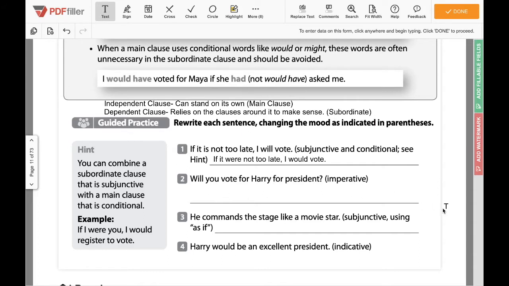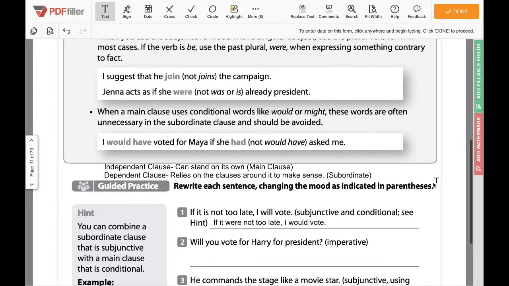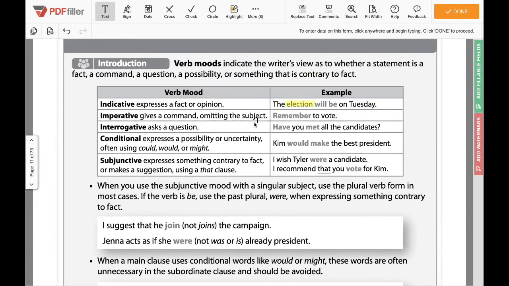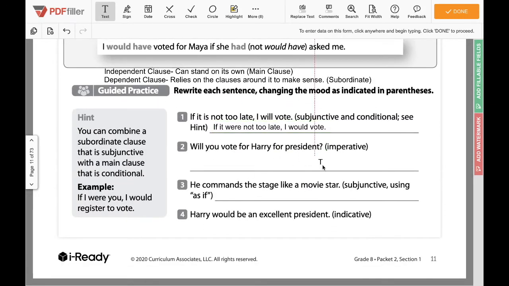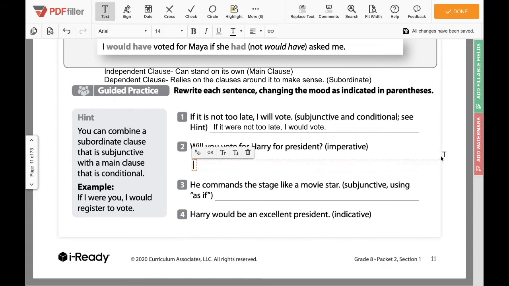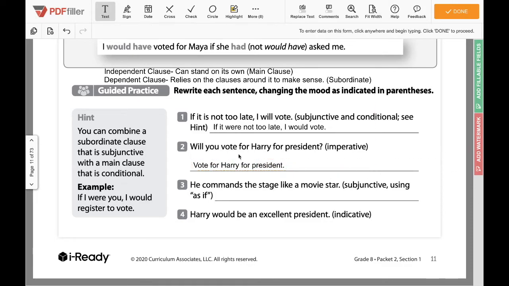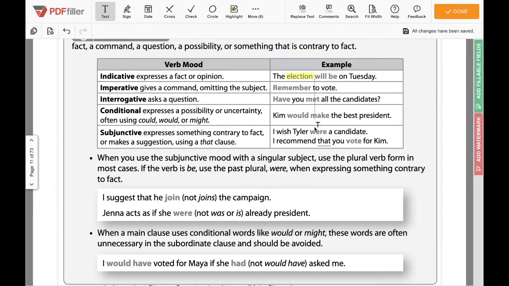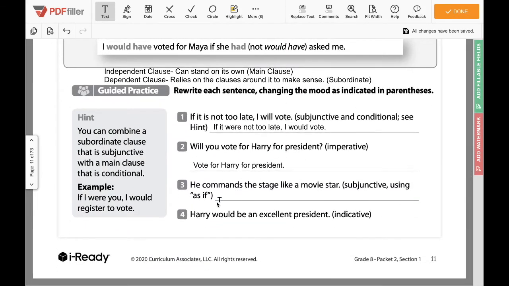So the next one says, will you vote for Harry for president? And that's imperative. What is imperative again? It gives a command omitting the subject. So for will you vote for Harry for president, we don't want to ask them a question. We want to tell them to do something. So what are we telling people to do here? The answer is going to be as soon as you say it. What are we telling people to do here? Vote for Harry for president. And we don't say you should vote for Harry for president because we omit that subject. Remember? Omits the subject. Takes it out. Remember to vote. Vote for Harry for president.